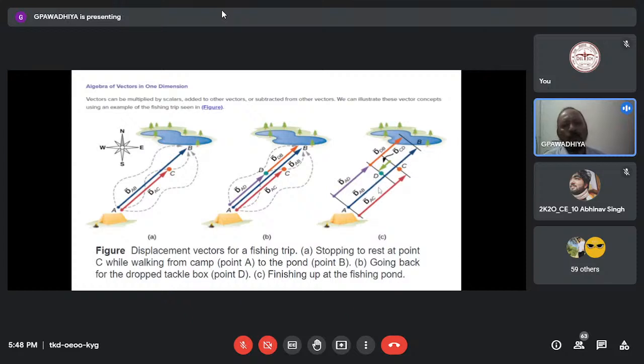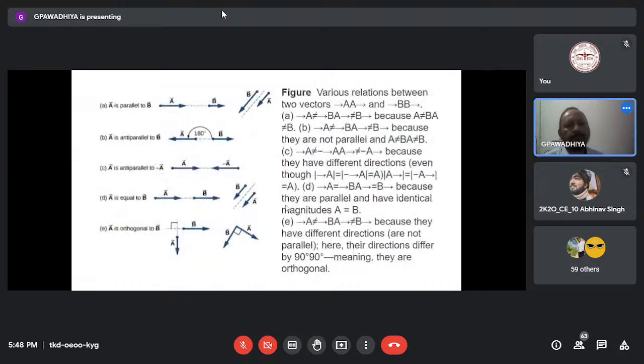And then we can do all those additions. DAC plus DCD will be equal to DAD. So this is a one-dimensional vector.